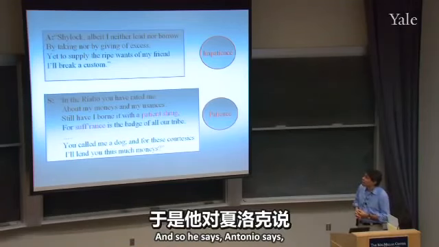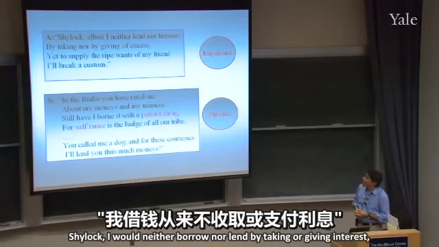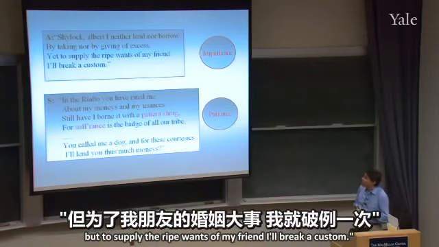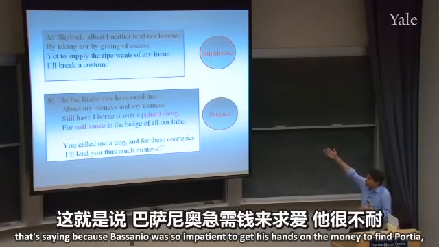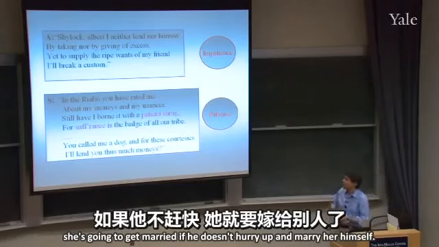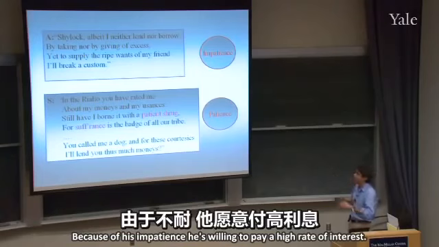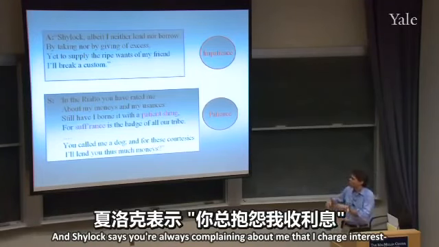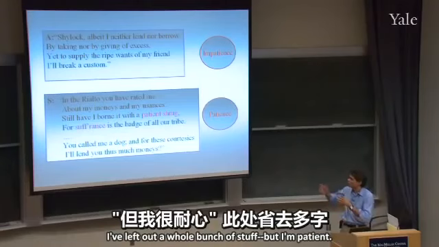And so Antonio says, "Shylock, I would neither borrow nor lend by taking or giving interest, but to supply the ripe wants of my friend, I'll break a custom." Ripe wants of my friend: that's saying because Bassanio was so impatient to get his hands on the money to find Portia, she's going to get married if he doesn't hurry up and marry her himself. Because of his impatience, he's willing to pay a high rate of interest.